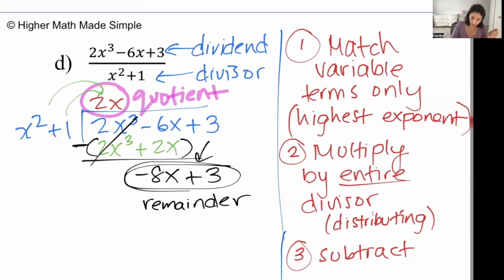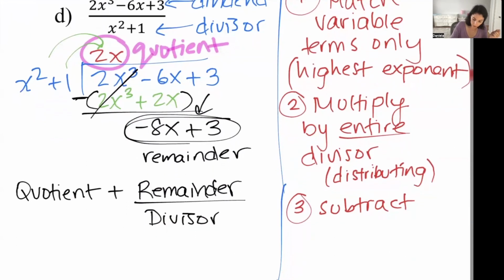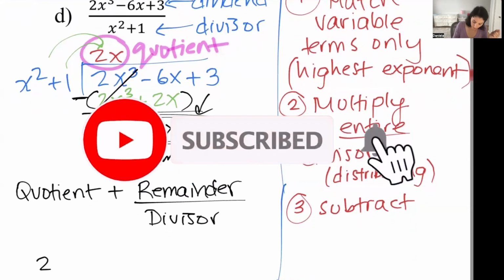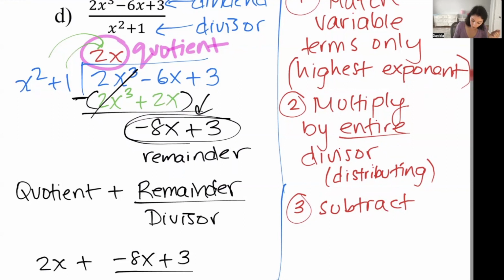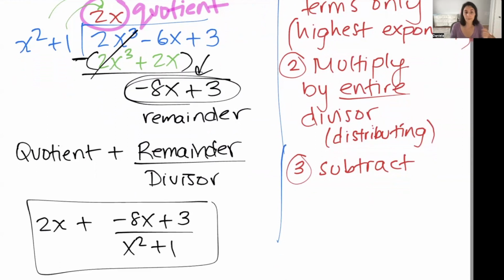Okay, so how do you write the final answer? As I was saying, you always write it as the quotient, so in this case 2x, plus whatever you get as the remainder over, or divided by, the divisor. Okay, so that's the general rule of thumb. So doing it specific to this problem, that's going to be 2x plus the negative 8x plus 3 goes in the numerator, and then the divisor was x squared plus 1. So this is the final answer.